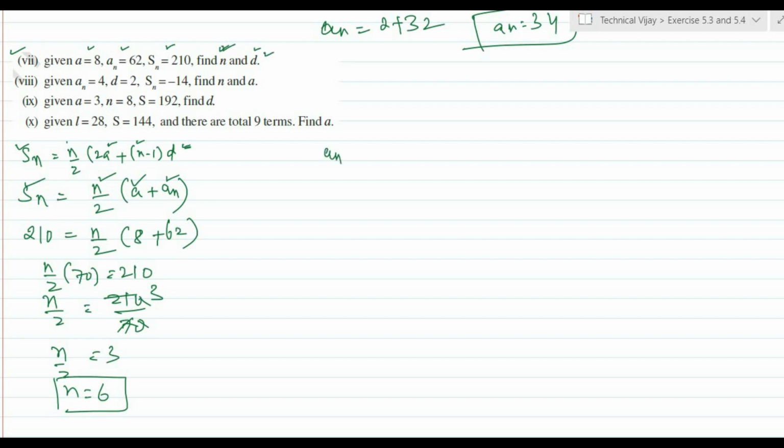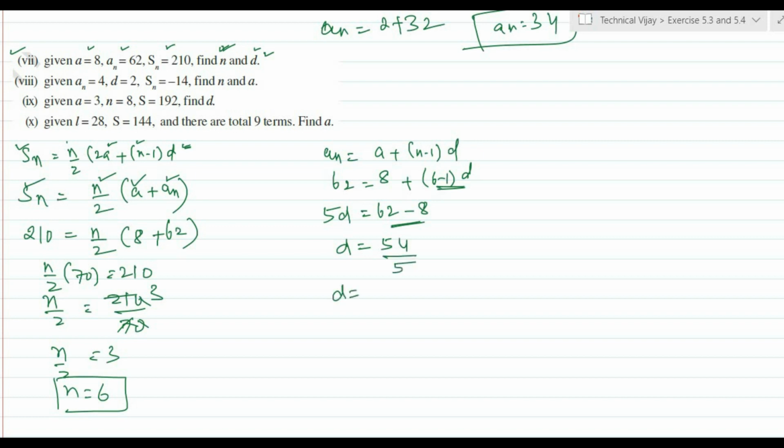For D, An is equal to A plus N minus 1 into D. An we know, that is 62. And A is equal to 8, he has given. So plus N means 6 minus 1 into D. So 6 minus 1 means 5D. This is 5D is equal to 62 minus 8. So D is equal to 62 minus 8, which is 54, divided by 5. So D is equal to 54 by 5. Okay, this is the final answer.